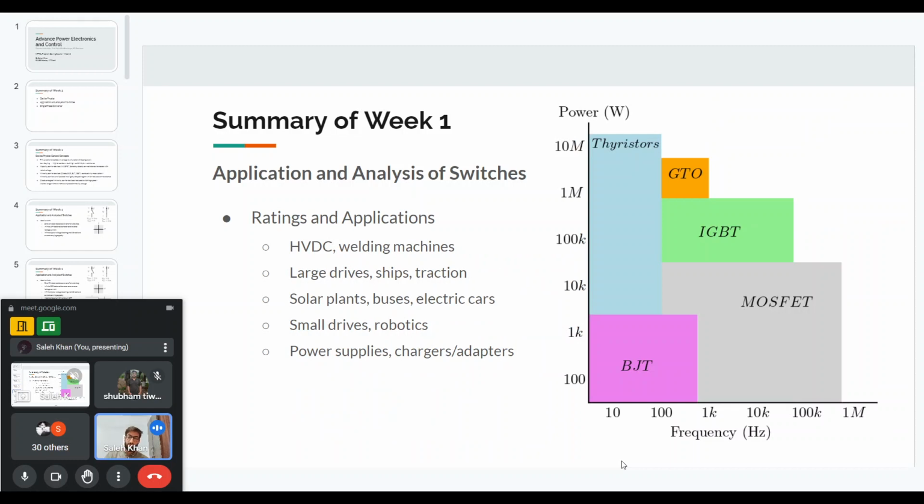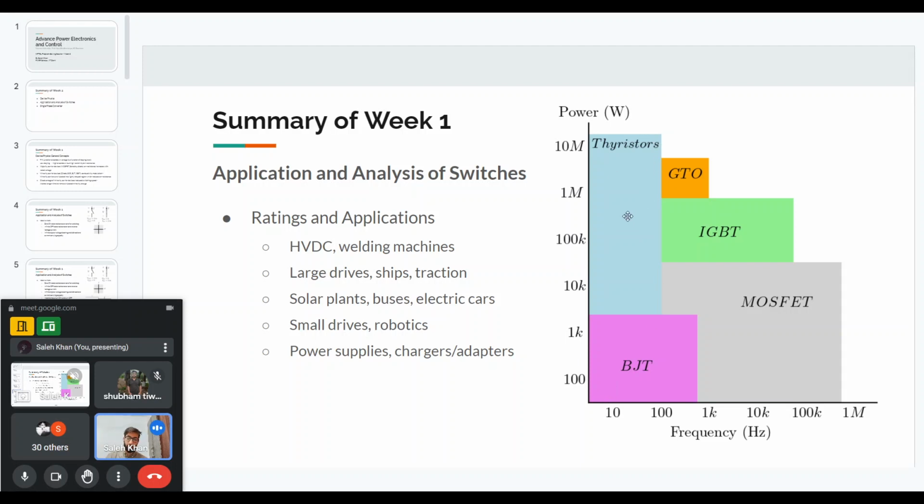Now, these are just some of the ratings of the available devices that we have and some applications. In this figure, the x-axis shows the operating frequency, that is the switching frequency. How fast can we turn this device on and off? And the y-axis shows the power level of the device that is available. So thyristors have the highest power level available in the market, but the switching frequencies are limited.